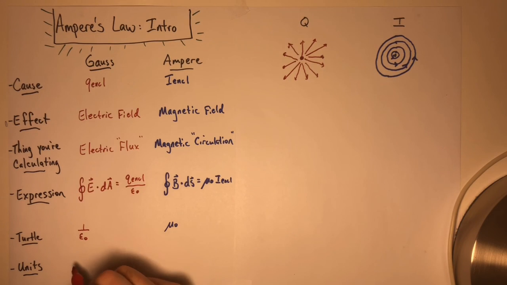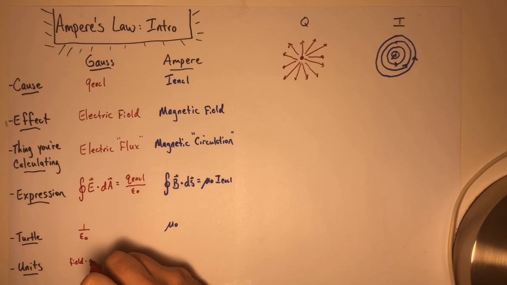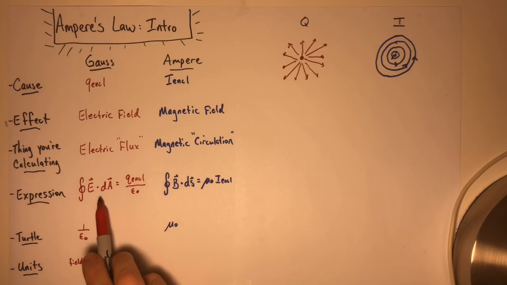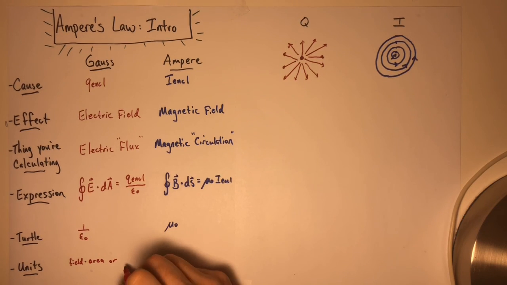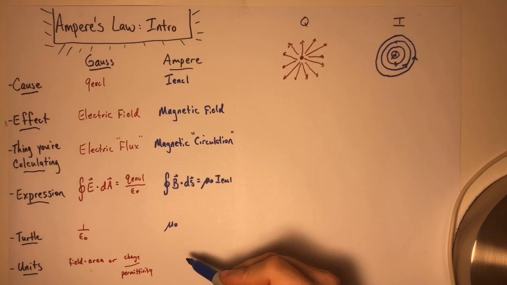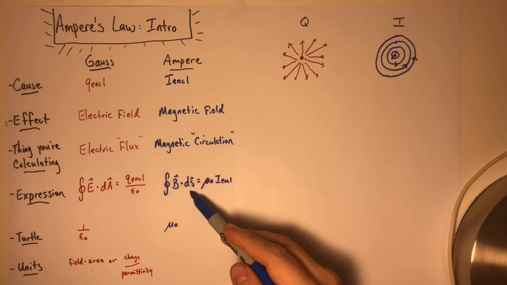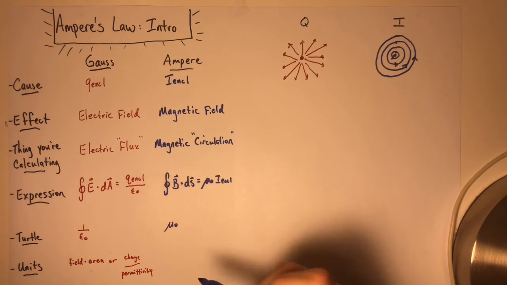The units for electric flux were given by a field strength multiplied by an area, as you can see on the left side, or by a charge divided by permittivity. The units for magnetic circulation are analogous. They are a field multiplied by a length, or a permeability multiplied by a current.